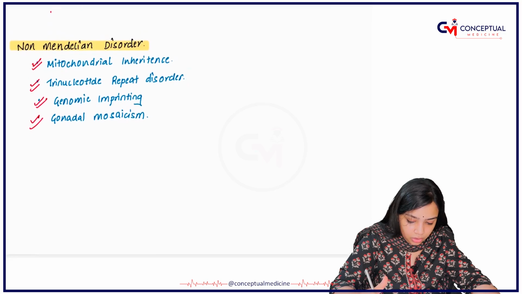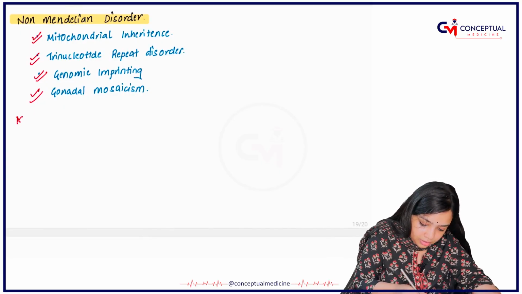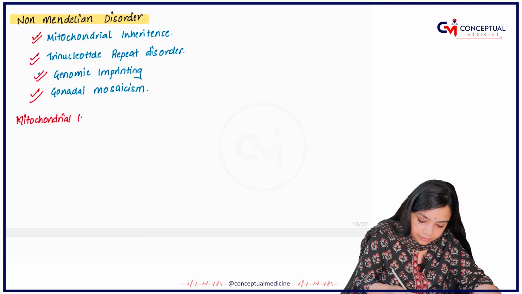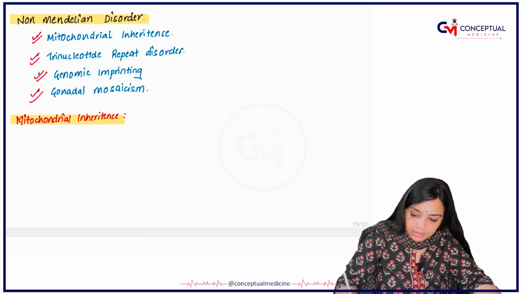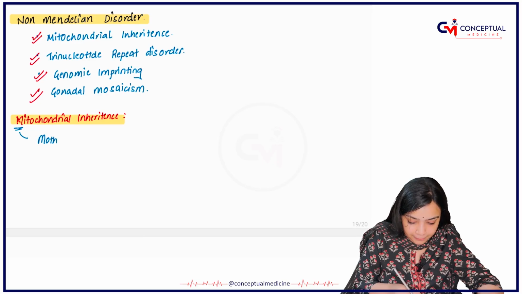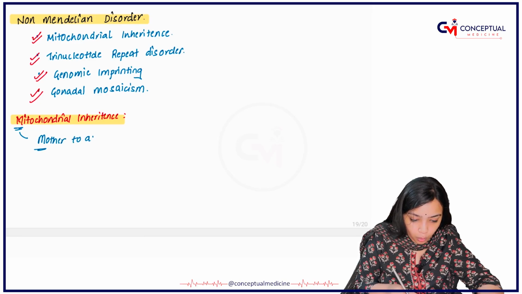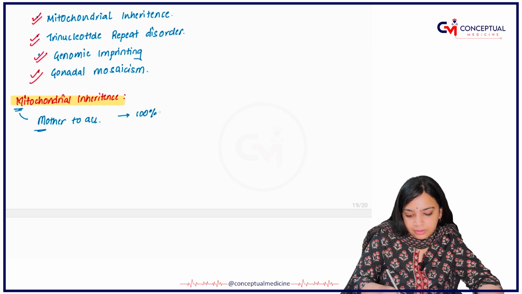Now first let's talk about mitochondrial inheritance. What happens in mitochondrial inheritance? Remember this: M for M. Mitochondrial means the disease is transmitted from the mother to all the offspring. It is a 100% maternal disorder.